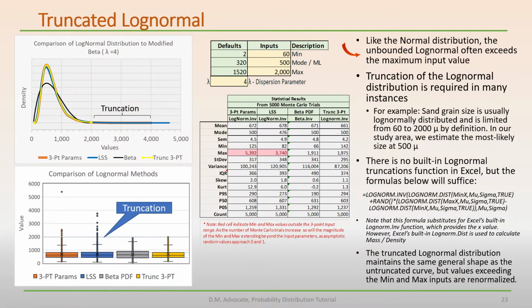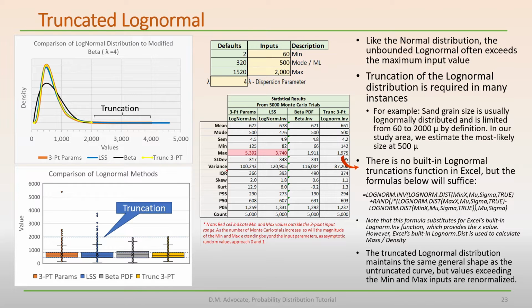Like the normal distribution, the log normal is unbounded and often exceeds maximum input values. Therefore, truncation of the log normal distribution is required in many instances. For example, sand grain size is usually log normally distributed and is limited from 60 to 2,000 microns by definition. In our study area, we estimate the most likely size to be 500 microns.